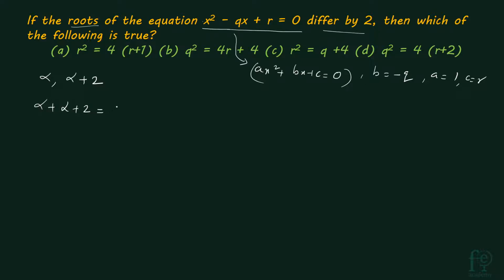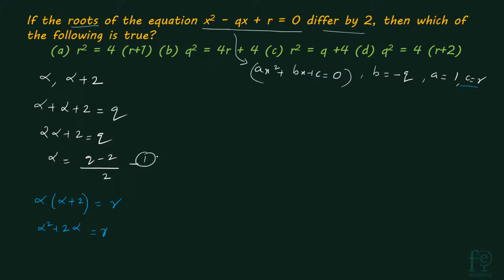So our answer here will be q. Alpha plus alpha plus 2 is equal to q. So you will be getting 2 alpha plus 2 is equal to q, and alpha is equal to q minus 2 divided by 2. So this is our first equation. Now we know that the product of the roots is equal to c by a. So alpha into alpha plus 2 is equal to r. Here c is equal to r. So alpha into alpha plus 2 is equal to r, which gives us alpha square plus 2 alpha is equal to r.